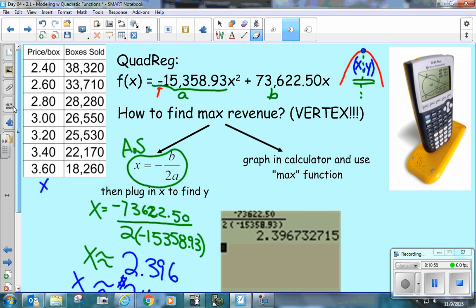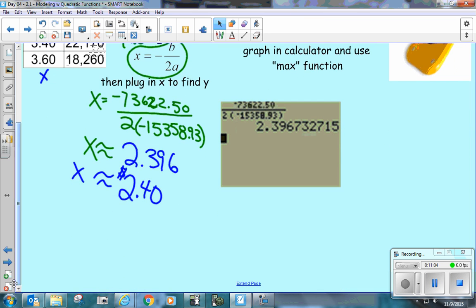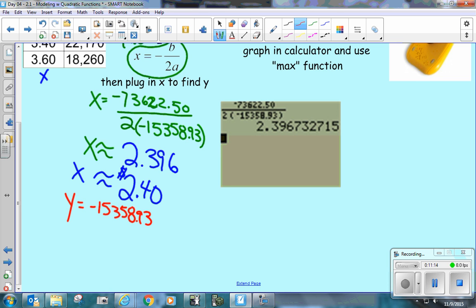But we are going to use our equation, and our Y, which is our revenue now, is going to equal negative 15,358.93 times X, which is 2.40, squared, plus 7,362.50 times X, which is 2.40. So approximately, rounded to 2 decimal places.